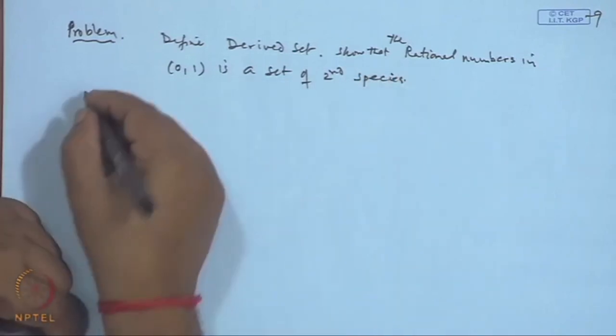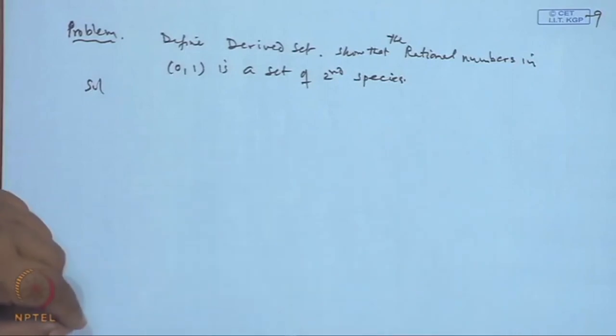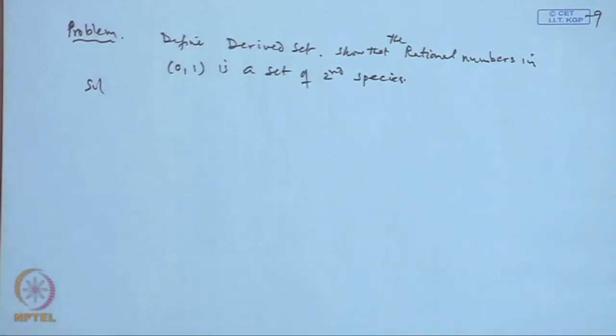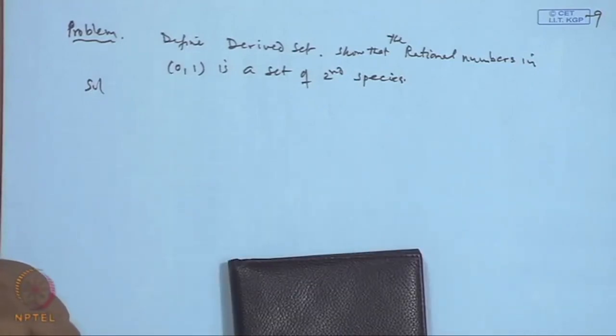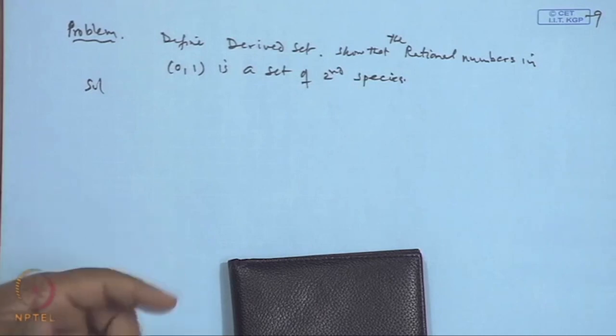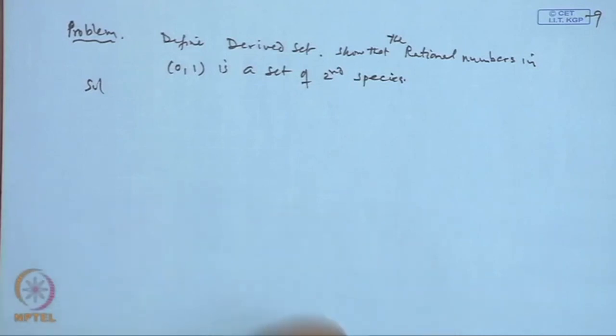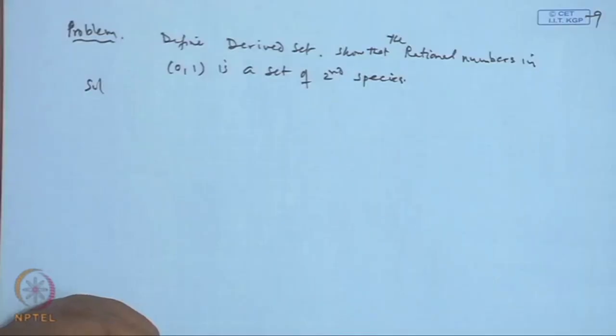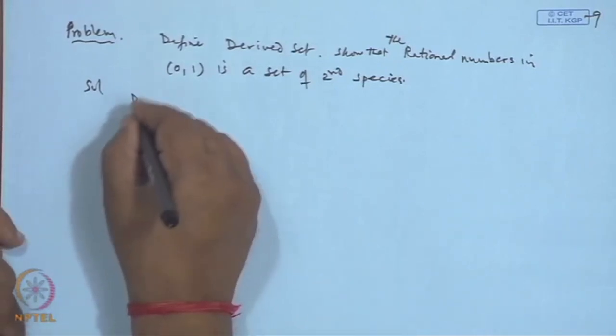So let us see first what the derived set is and what we mean by species. If the set S is an infinite set, then we can find the limit points of this set. An infinite set may have many limit points, or may not have a limit point at all, depending on the set. So if the set is infinite, there is a possibility of having limit points. So we define the derived set as follows.